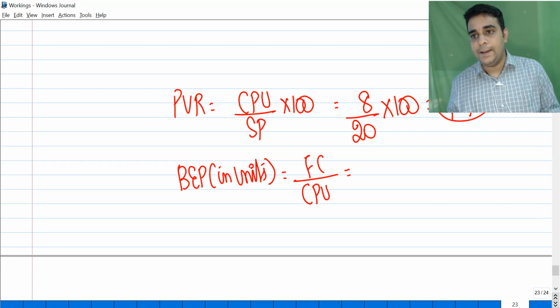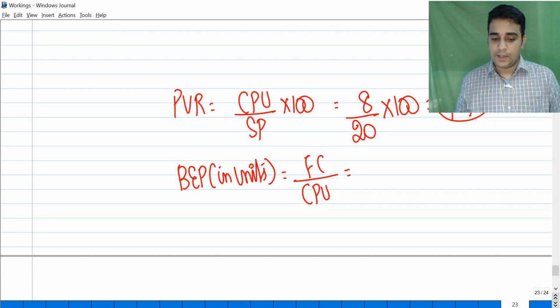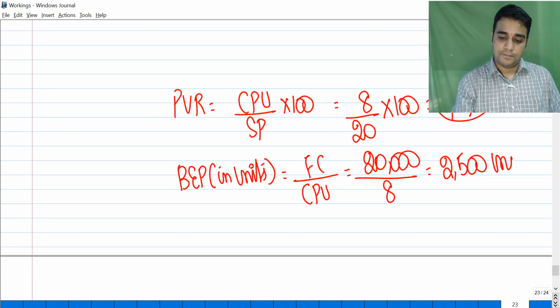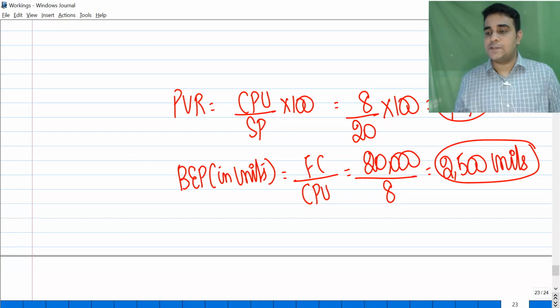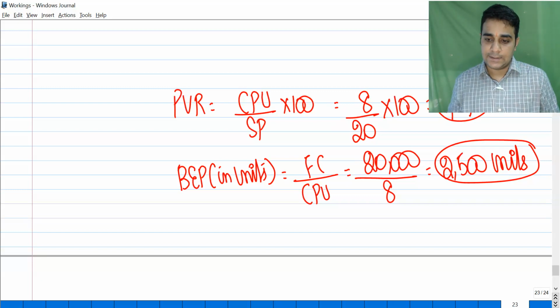Fixed cost by contribution per unit. $20,000 by 8. Fixed cost by contribution per unit. 20,000 divided by 8. 2,500 units.